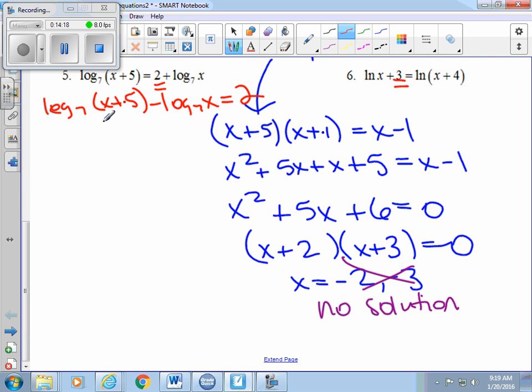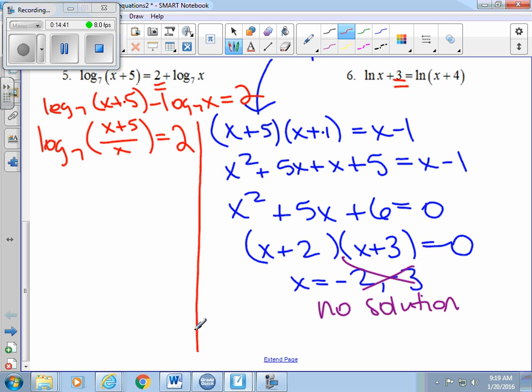One of the most common errors here is for you to say that this is 5 equals 2 or something crazy like that because you subtract x's. Do we subtract when we're subtracting logarithms? What do you do? Divide. Log base 7 of x plus 5 divided by x. And which type of equation does this fall in? A logarithm equals a number.